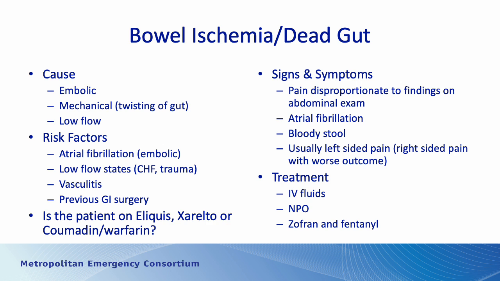So how do we manage these patients? Well, again, fluids, NPO, symptom control, high-level suspicion, quick transport if you think the patient's got ischemic gut. These patients need imaging, and they need to go to the OR.